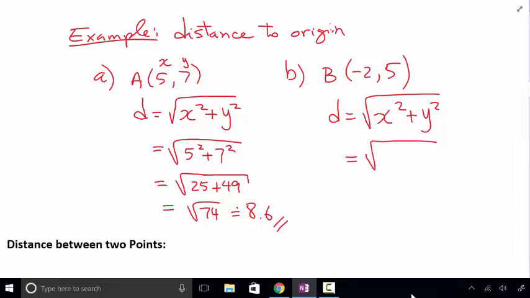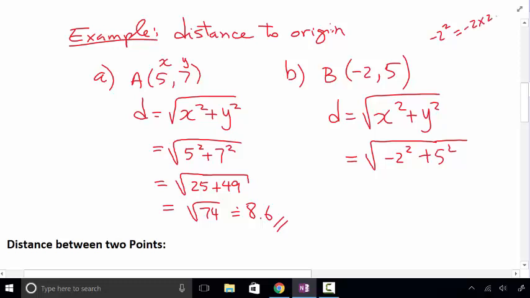Now let's plug in the numbers here. And what would you write over here? Negative 2 what? Squared plus 5 squared. And how many of you wrote that? Okay. Unfortunately, that is incorrect. You should not write that. It cannot be negative 2 squared like that. Because remember that negative 2 squared written like that is actually negative 2 times 2, which is negative 4.